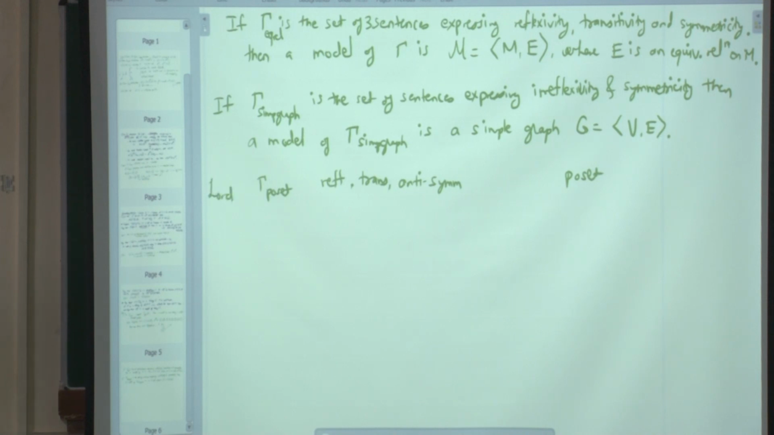Perhaps I should make a table. I did not think of that. If I write down L_GR, the language of groups, I should write down F, G and E. This is 0, this is 1, this is 2. And I should express the sentences, associativity. So this is gamma group, which is associativity.